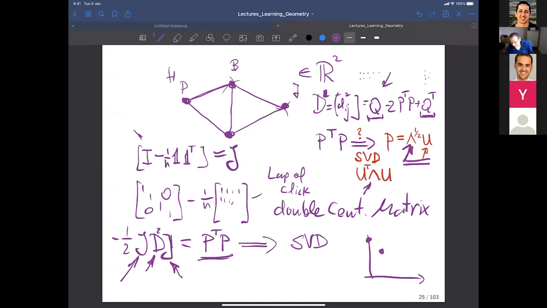Full rank. Two, thank you, two. It would be two. The rest of them would be equal to zero. If this would have been a three-dimensional space, then I would get rank three.